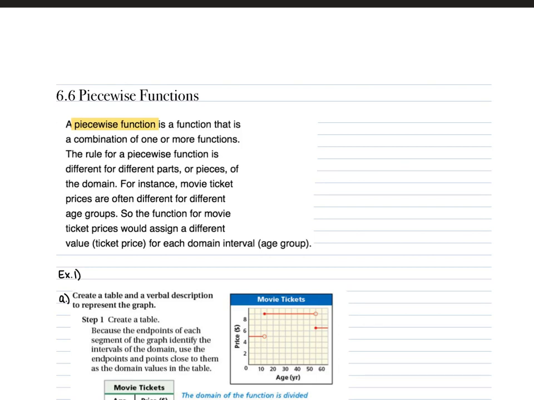6.6 piecewise functions. Piecewise functions are literally multiple functions on the same graph. With these functions, you have to be careful because there are only parts of them that are true, so those are the only parts that you are actually drawing on that graph.